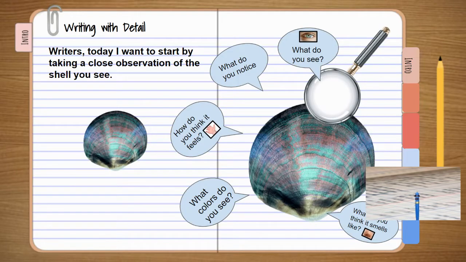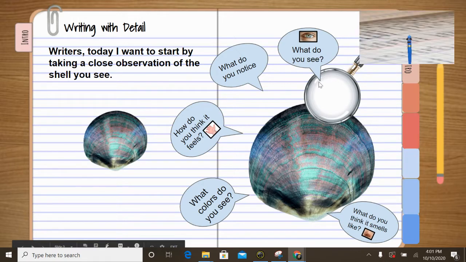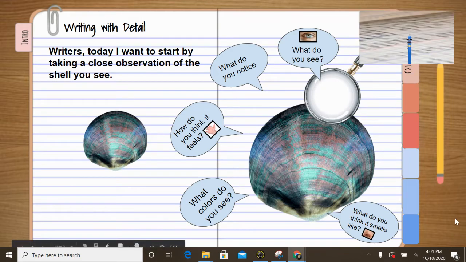Today, I want to start by taking a close observation of the shell you see. What do you see? What do you notice? How do you think this shell feels? What colors do you see? What do you think it smells like? Take 30 seconds to think about it.